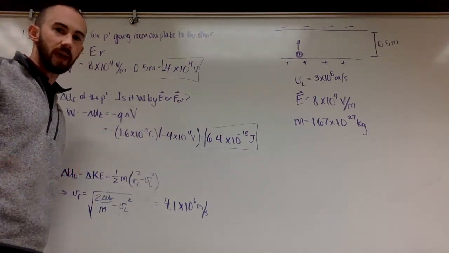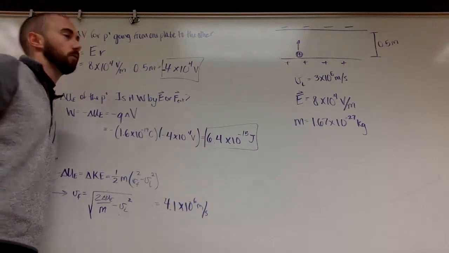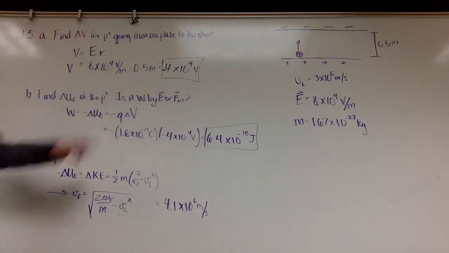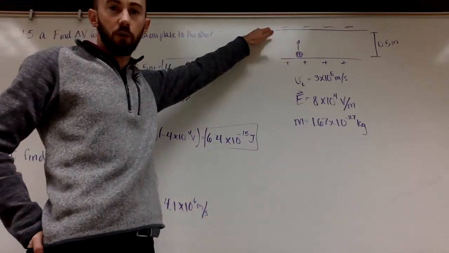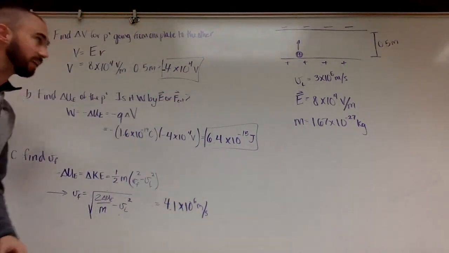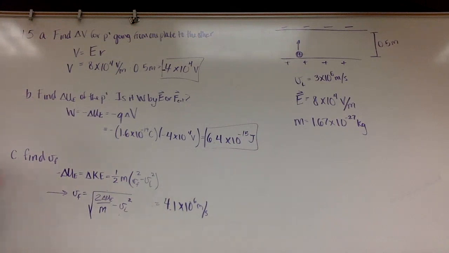Okay, so the first part should be fairly simple. We know how much, with the electric field, we know how many volts there are per meter. It's only half a meter, so we just divide that by 2, or multiply by a half. And what we end up with is 4 times 10 to the 4th volts. Since we're going from positive to negative, though, that means we should have a change of negative 4 times 10 to the 4th volts.